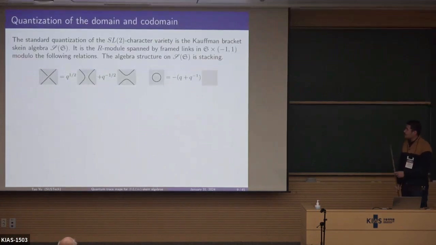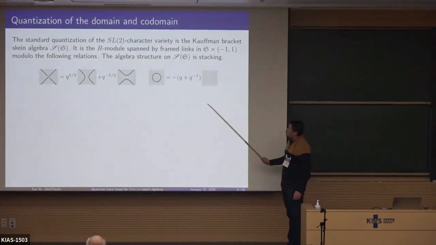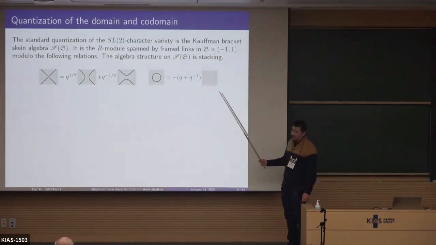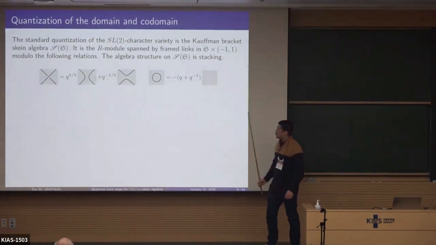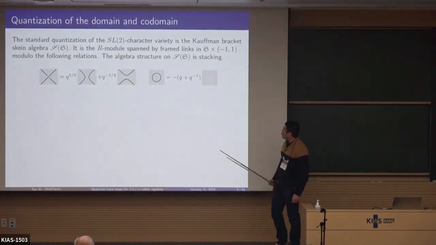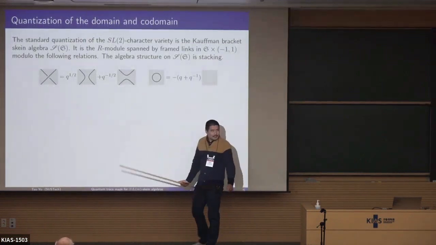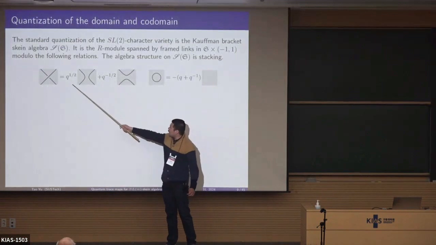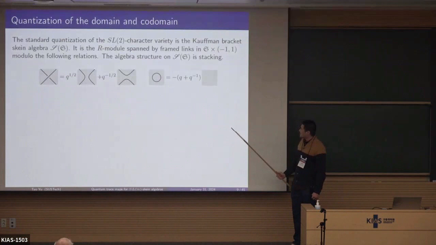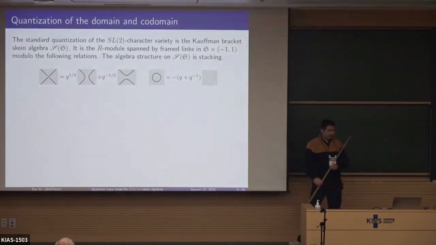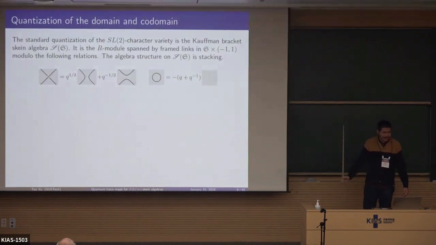Okay, so moving on to the quantum case, let's recall the Kauffman-Bullock skein algebra. It's a quantization of the SL2 character variety, and we have these two local relations. The normalization is a little bit different. Here I have q to the power 1/2, and this is minus q plus q inverse. I think in those conventions the q to the 1/2 will be A.